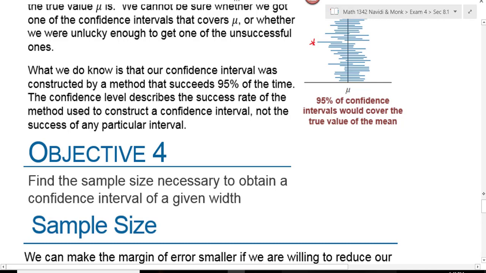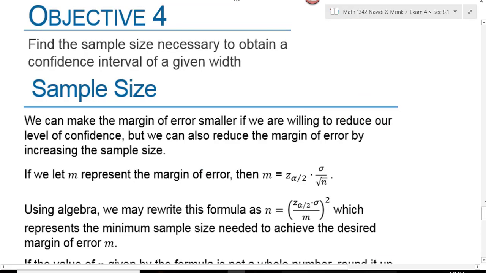The confidence level describes the success rate of the method that we used to construct the confidence interval, not the success of any one particular interval. Objective 4 is to find the sample size necessary to obtain a confidence interval of a given width. You can predetermine what you want your width to be.